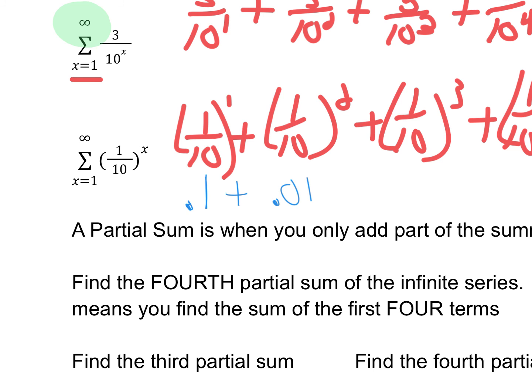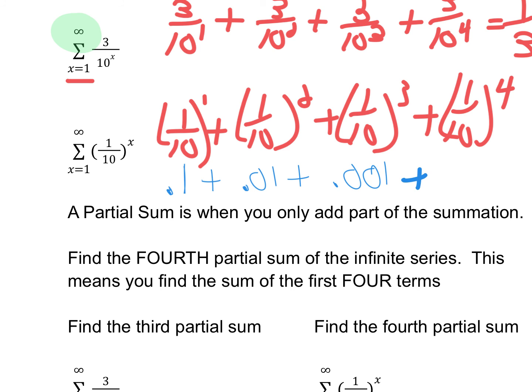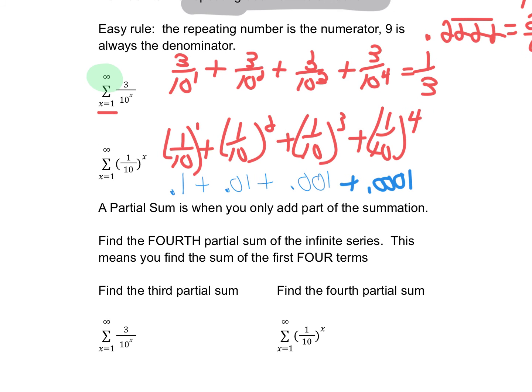And then we're going to have the same pattern as we did up there with the threes, except this time it's going to be tenths instead of thirds. So we are going to have 0.0001, which is going to simplify. If you look, you got 0.1111, which is going to be 0.1 repeating, which is going to be, by the rule we learned, 1 over 9.